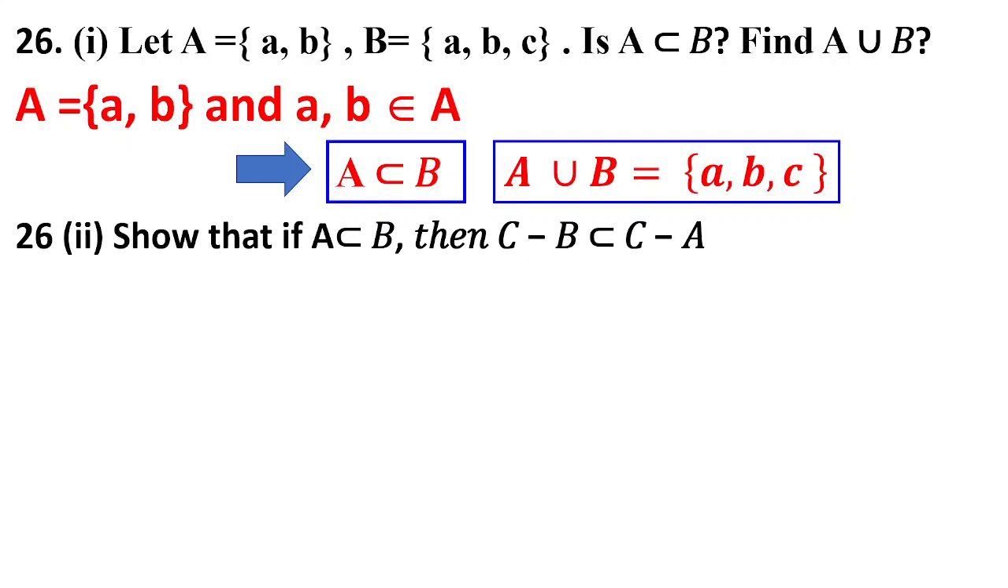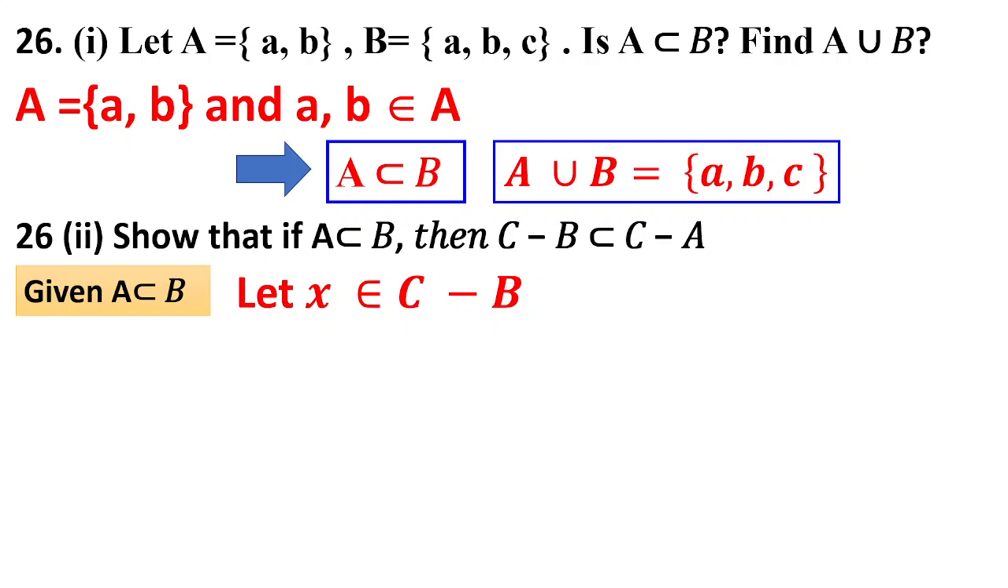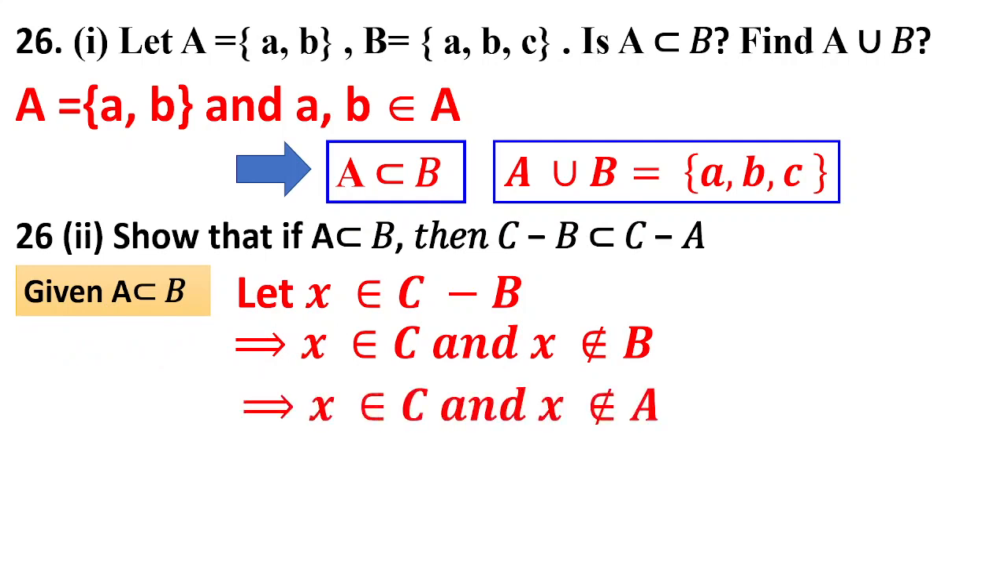And show that if A is a subset of B, then C minus B is a subset of C minus A. For this, let us use the definition. Given A is a subset of B, let us take an element from the left side, that is C minus B. What is the meaning of C minus B? It is in C but not in B. But it is in C and not in A. Why is it not in A? Because A is a subset of B.